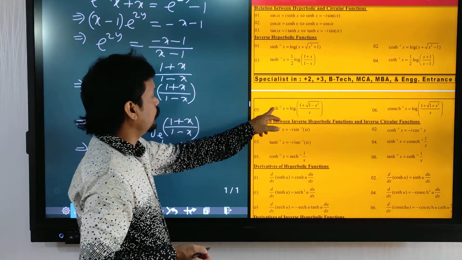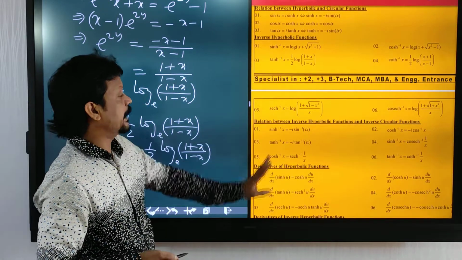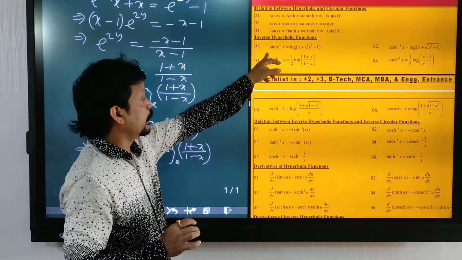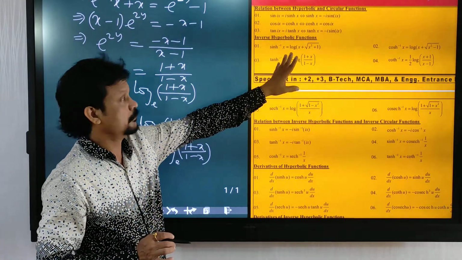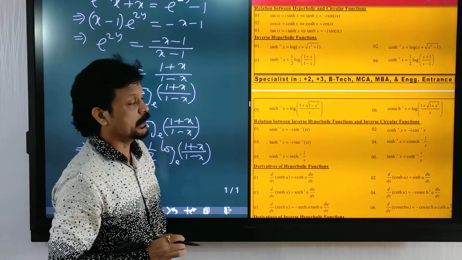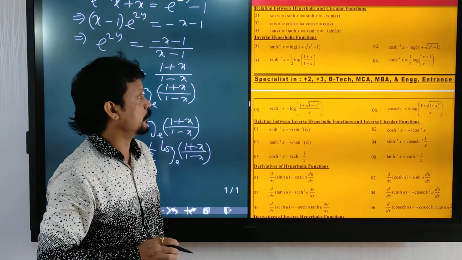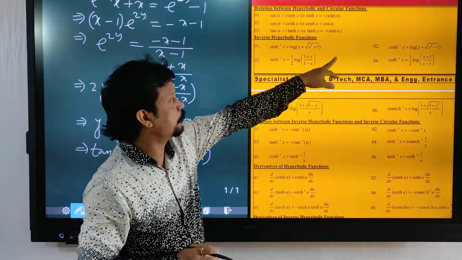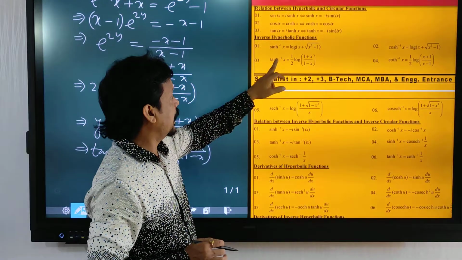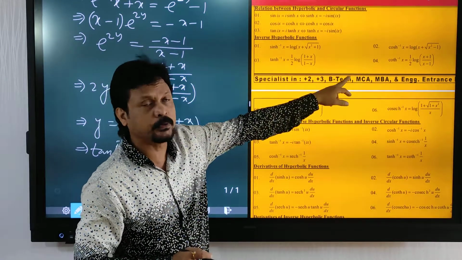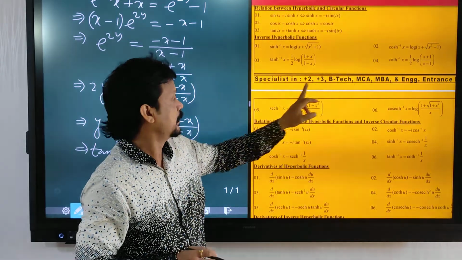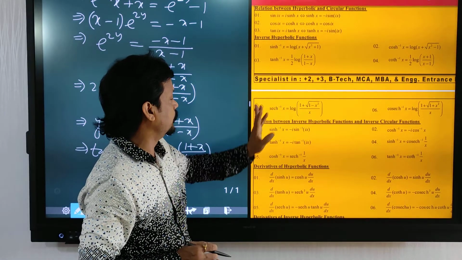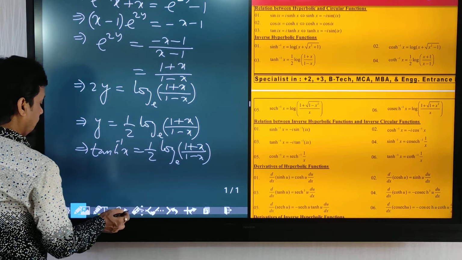Now I am going to tell you how to find sech inverse x. I am doing one part and not doing the other part, and it is for homework for you. That means I have done sinh inverse x and I have left cosh inverse x for you. I have done tanh inverse x and left coth inverse x for you. And now I am going to do sech inverse x. Okay, so let us see.